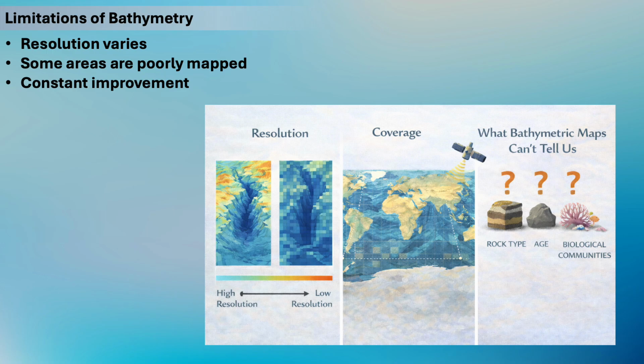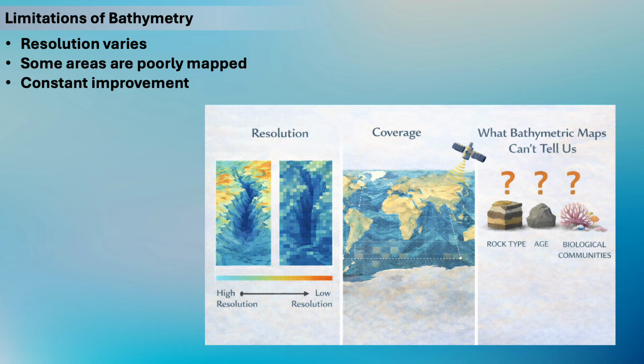Although bathymetric maps have transformed our understanding of the seafloor, they do have important limitations. One limitation is resolution. Some areas of the ocean have been mapped in great detail using multi-beam sonar, while other regions, especially remote parts of the deep ocean, are still mapped at much lower resolution. Another limitation is coverage. Large portions of the seafloor have never been directly mapped with sonar and instead rely on satellite-derived estimates, which are useful but unfortunately less precise.